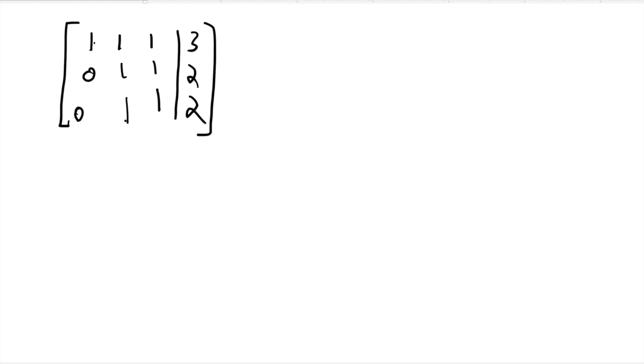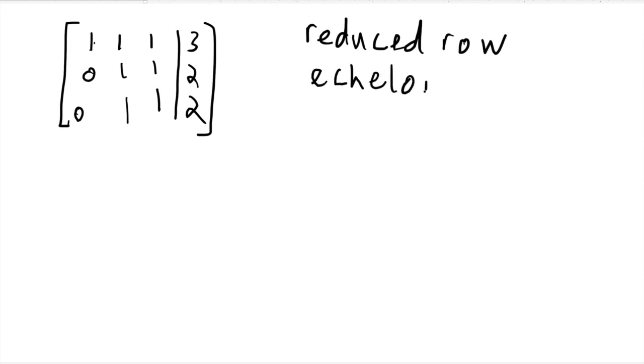Okay, so here is our matrix that we put into row echelon form. And so we're now going to put this into reduced row echelon form. And this is much easier to do than the kind of previous method that we did to get to row echelon form. And you'll see how reduced row echelon form is different.